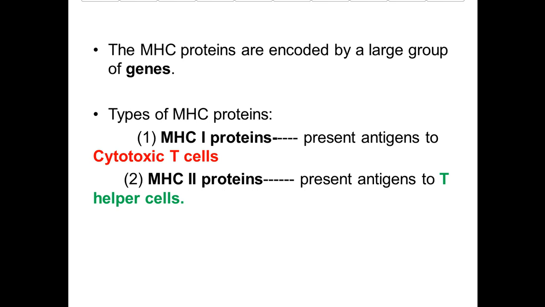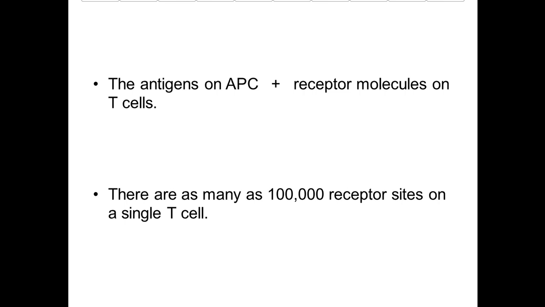The MHC proteins are encoded by a large group of genes. Types of MHC proteins: MHC1 proteins present antigen to cytotoxic T cells, while MHC2 proteins present antigens to T helper cells. The antigens are on antigen presenting cells, while the receptor molecules are on T cells. There are as many as 1 lakh receptor sites on a single T cell.